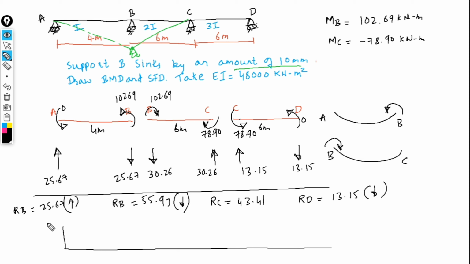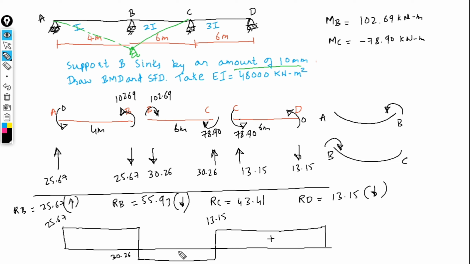RA is going upward, 25.67, it will be constant up to RB, then minus 25.67 minus 55.93, okay, so you will get 30.26, then this will be constant up to support C, 30.26 plus 43.41, here you will get 13.15, and it will be constant up to support D. 13.15 minus 13.15, 0. Positive, negative, positive, SFD diagram.